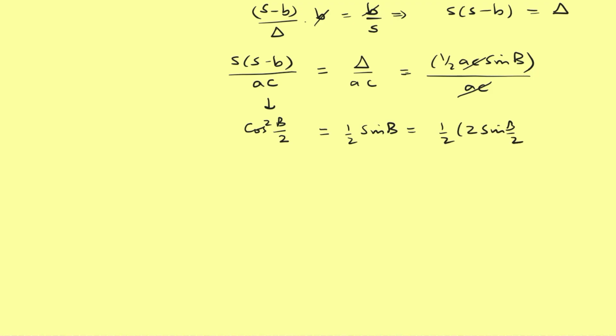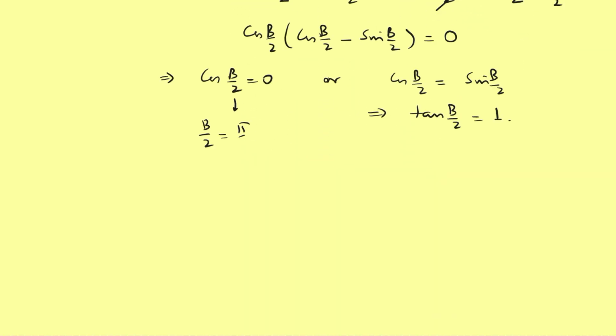Now sine B again can be written as 2 sine B by 2 cos B by 2. Now you can see here, cos B by 2 you can take common from both sides, taking the terms to one side and say cos B by 2 bracket cos B by 2 minus sine B by 2 is equal to 0. Now the product of two factors comes out 0, and therefore one of them must be equal to 0. But cos B by 2 cannot be 0, since in that case B by 2 will be pi by 2, and that means B will be pi, which is not possible for any triangle. So this is a rejected case.